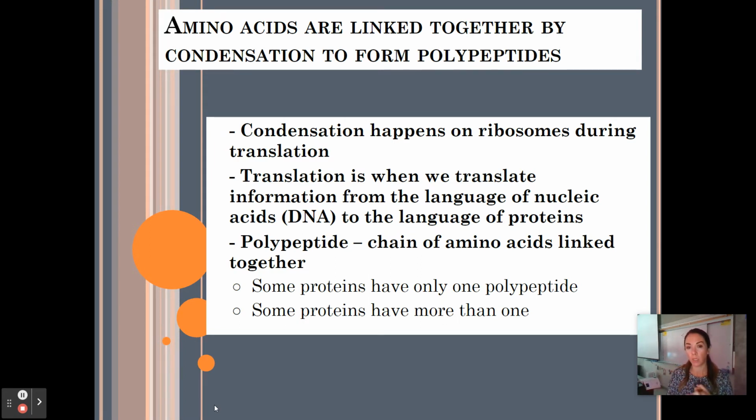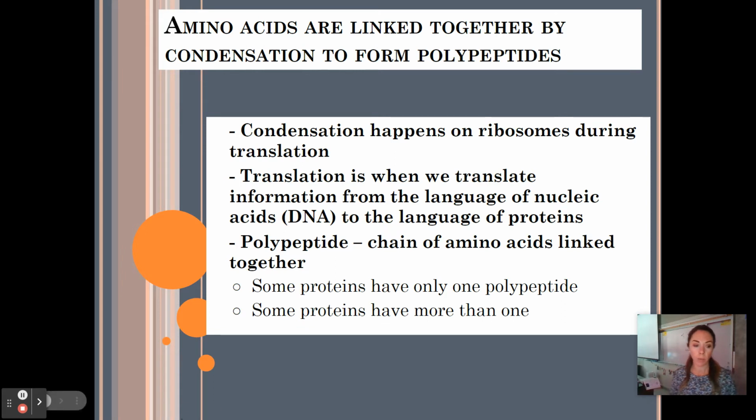So remember that condensation is when a water molecule comes out, right? It is removed when two things come together. So condensation is putting two things together to build up bigger molecules. Hydrolysis is when we use water to break it apart.